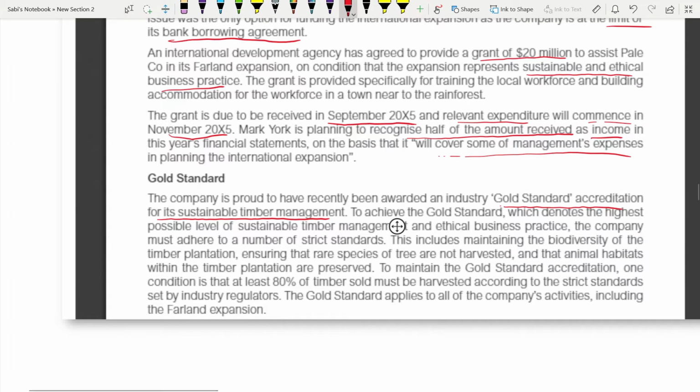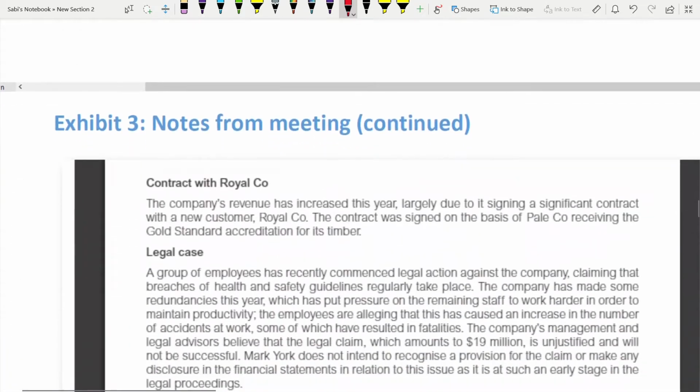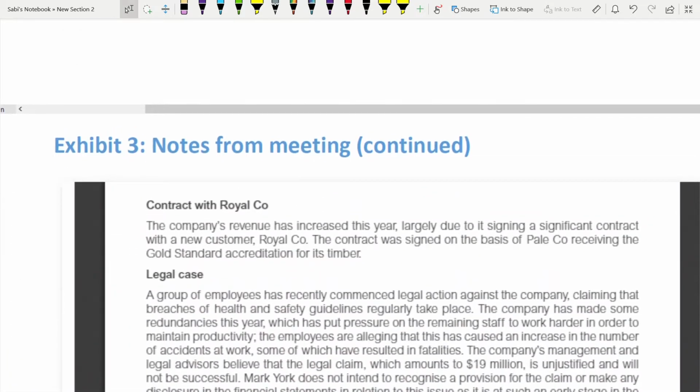To maintain the gold standard accreditation, one condition is that at least 80% of the timber sold must be harvested according to the strict standards set by industry regulators. The gold standard applies to all of the company's activities, including the Farland expansion. Even this qualifies for the gold standard, which is good. Contract with the Royal Company. This is the next issue.